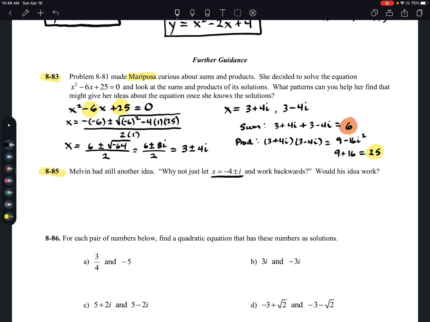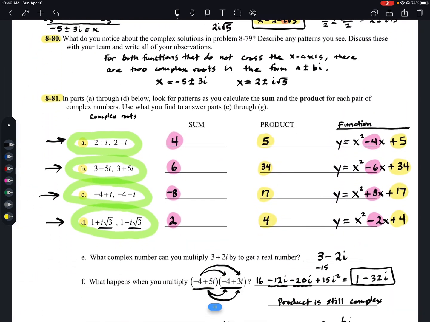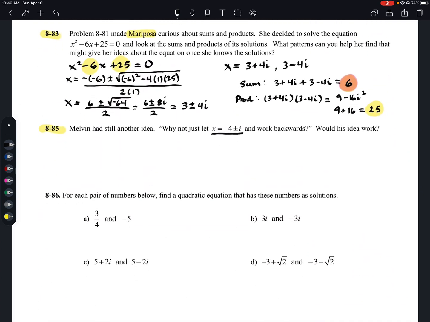Okay, so we're kind of stepping aside, or we've already solved this x equals -4 plus or minus i, right? We said that our function that we came up with for that one would have been y equals x squared plus 8x plus 17. So we already know the answer there. We already found that, okay?